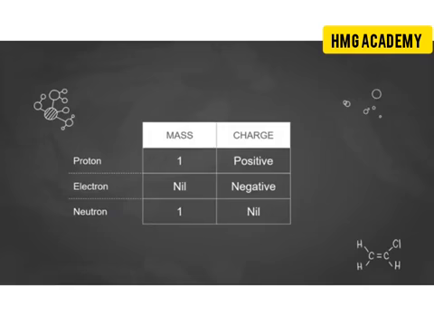So, take a look at this. On this table, you have the mass and the charge, then the protons, electrons, and neutrons. The proton has a mass of 1 and a positive charge. The electron has no mass with a negative charge, while the neutron has a mass of 1 with no charge.